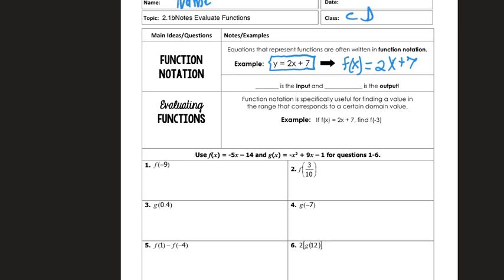And the input was x. So you put x numbers into it, and you do the math, and you get an output, which is y, but we call it now f(x), or f of x. Okay? That's the output.